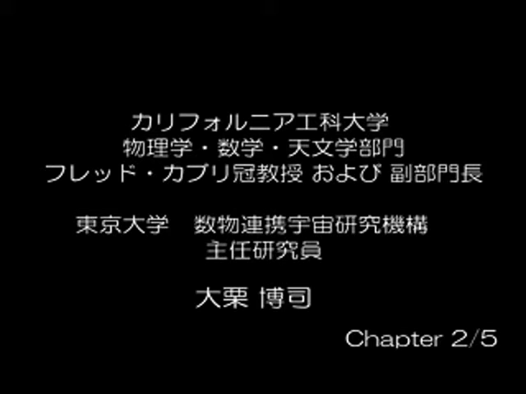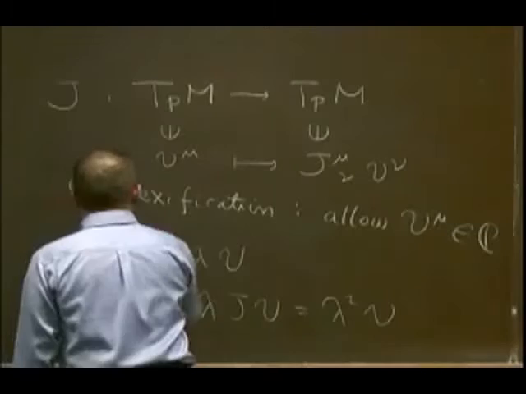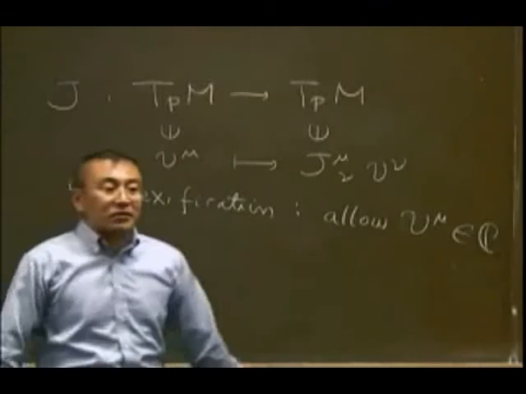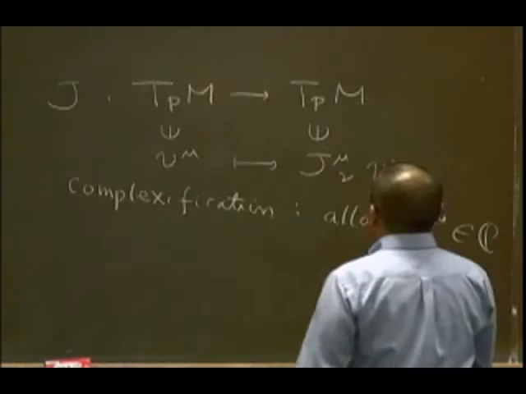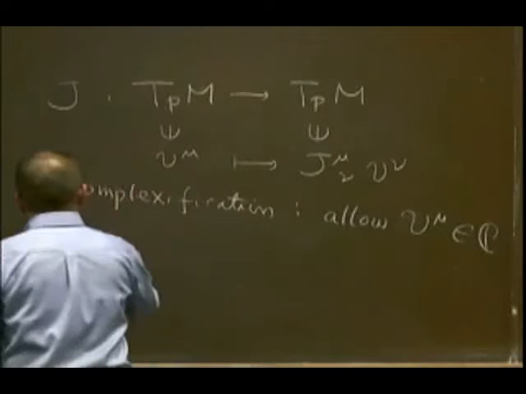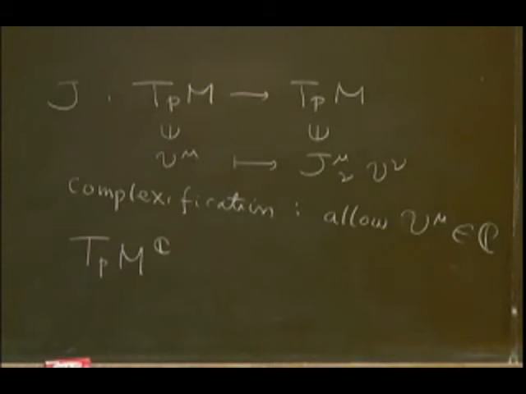So if you diagonalize J, then its eigenvalues have to satisfy the identity that J squared is equal to minus 1. So eigenvalue squared is minus 1. So the only allowed eigenvalues are i and minus i. So if you complexify the tangent space, which I may write T_pM ⊗ C. Yes, you have a question?